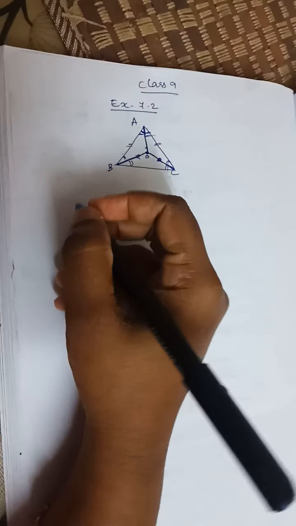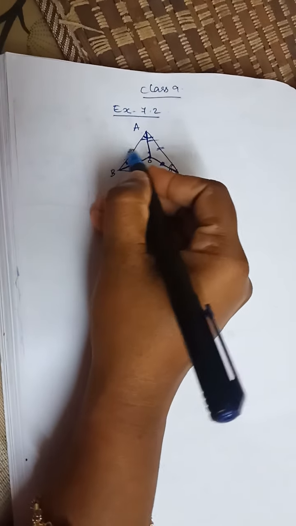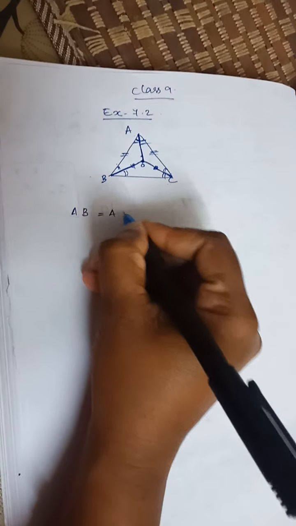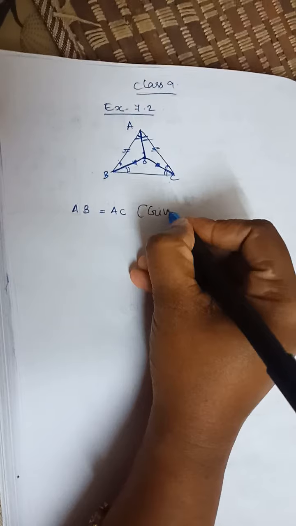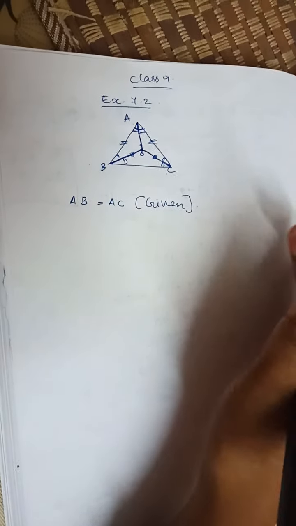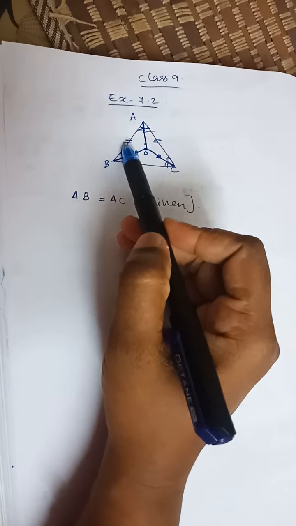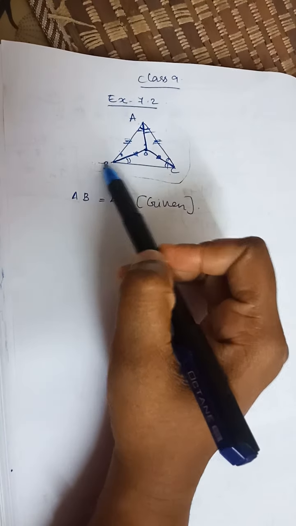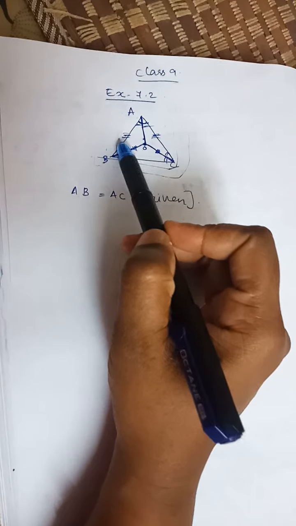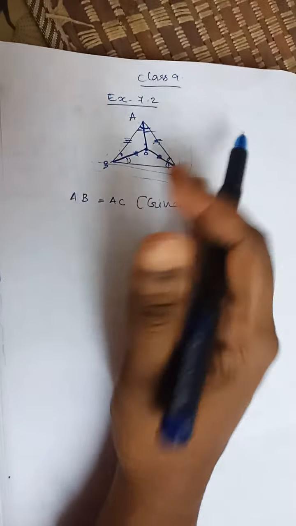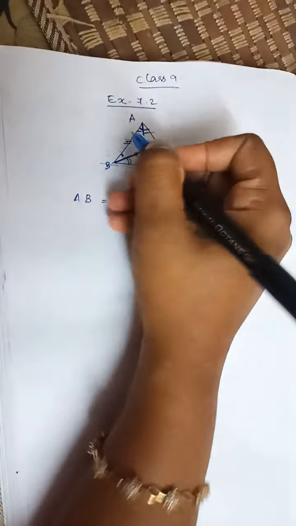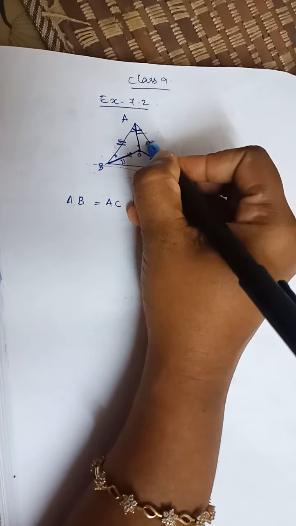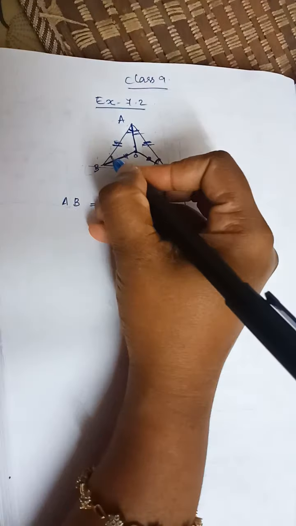I am starting with the given points. What is given in the question? These two sides are equal, correct? So I am writing AB is equal to AC. In the question it is given that ABC is an isosceles triangle. So if two sides are equal, then their opposite angles are equal. The opposite angle of AB is equal to angle C. The opposite angle of side AC is angle B.